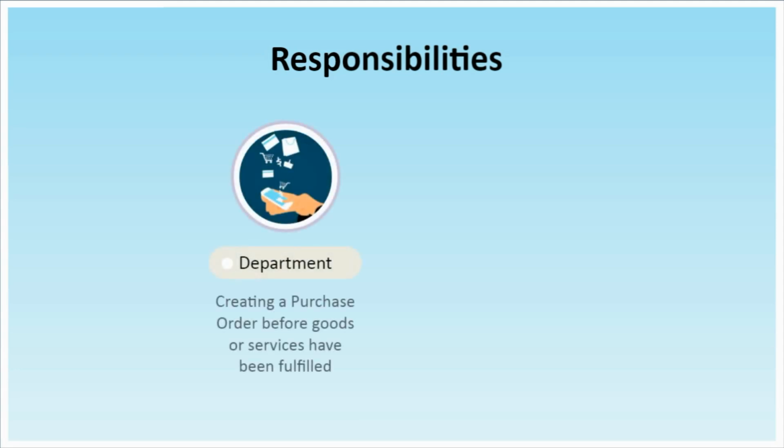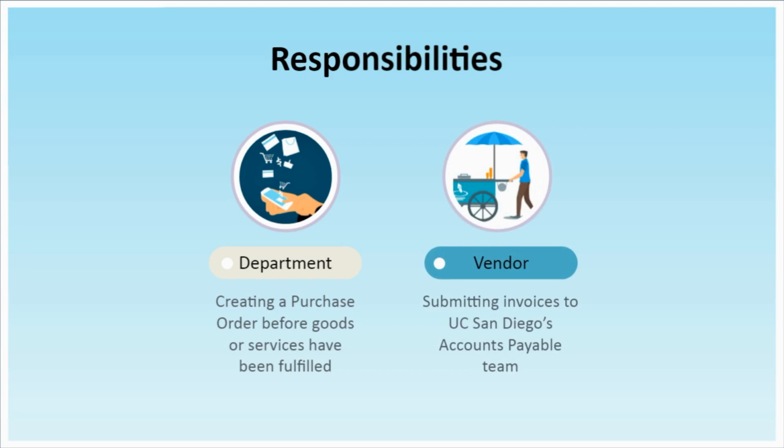The department is responsible for creating a purchase order before goods have been received or services have been rendered. The PO is a contractual agreement between UC San Diego and the vendor, protecting all parties involved in the transaction. Vendors are encouraged to withhold fulfillment until the PO has been provided. On the other hand, the vendor is responsible for submitting invoices to UCSD's accounts payable team.